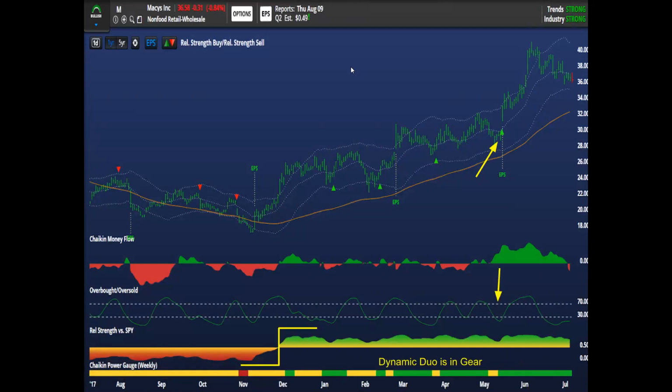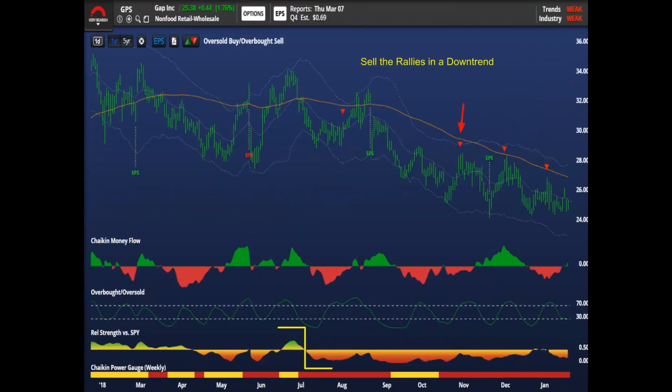But when the environment changed, we wanted to look for opportunities to the bearish side. And the Gap, a name you all know, GPS, Gap stores, throughout the retail weakness has been the gift that keeps on giving.